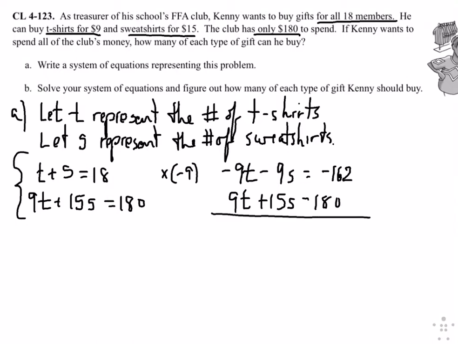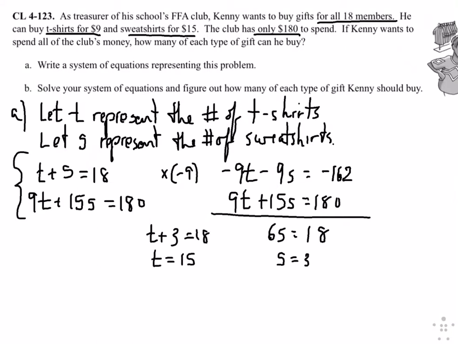And now we add the two. So the first two cancel the t's. And then we get 6s equals 180 minus 162 is 18. So s equals 3. And then we'll substitute that into t plus s, right? T plus s, 3 equals 18, so t equals 15.